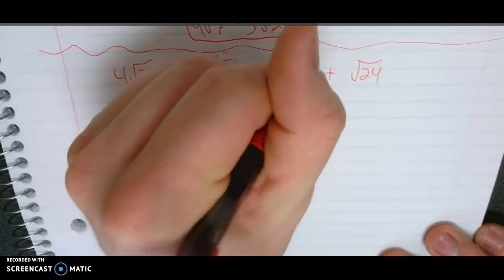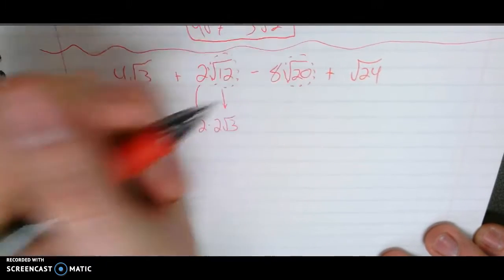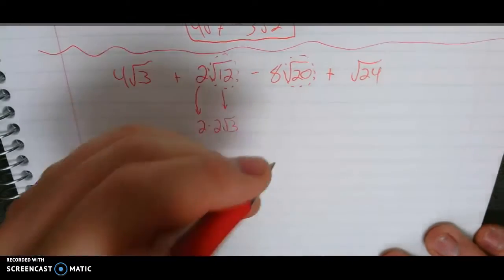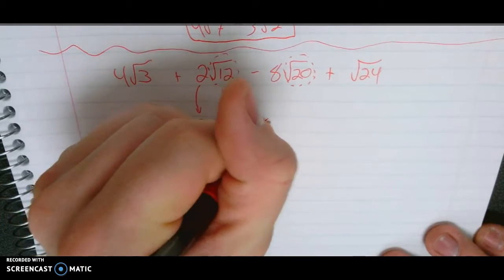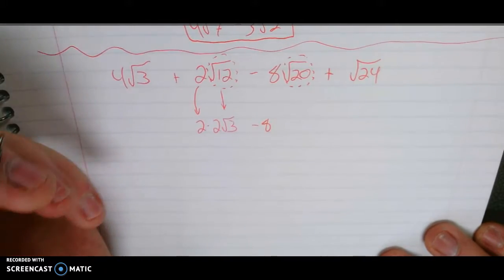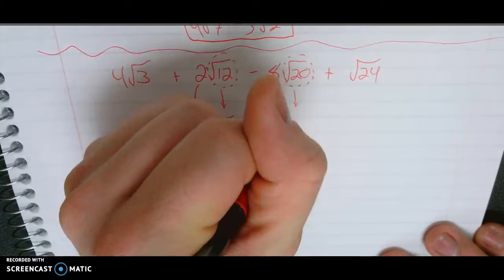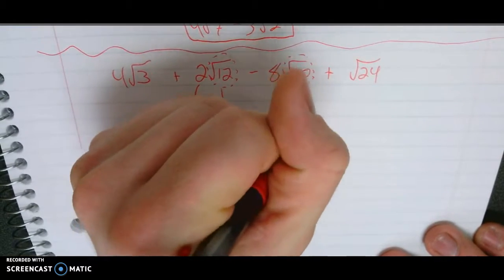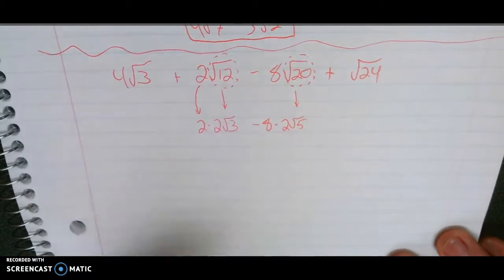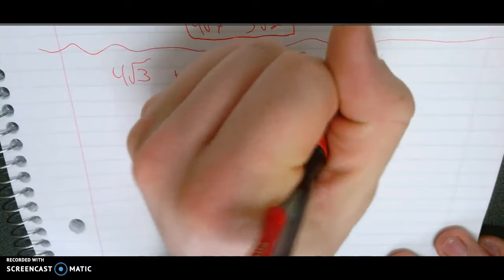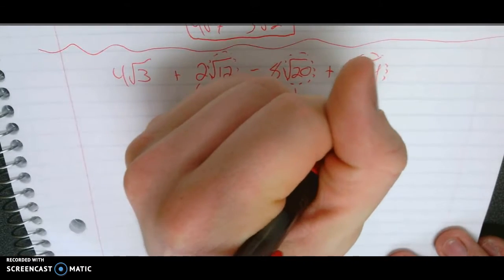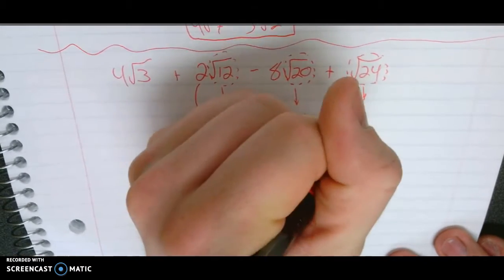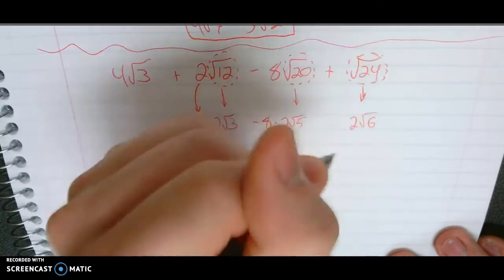Same thing here with rad 20. We can break down rad 20, again, whether it's the perfect squares method or if you have the prime factorization as your preferred method. This will turn into 2 rad 5. And we have a rad 24. There's no coefficient attached out front, so we'll break this thing down. And that's going to become a 2 rad 6.